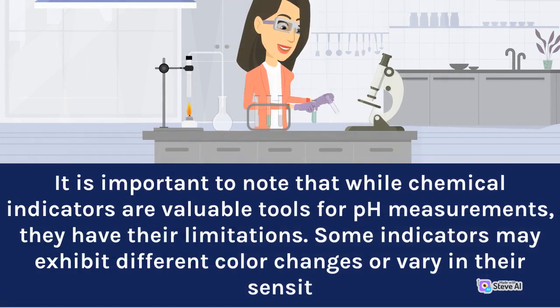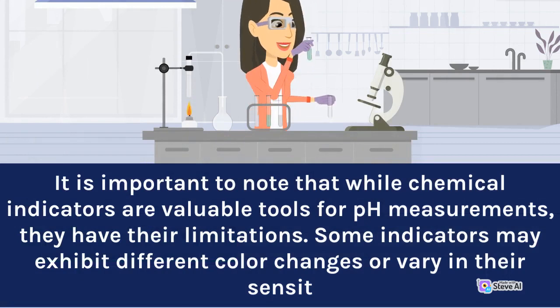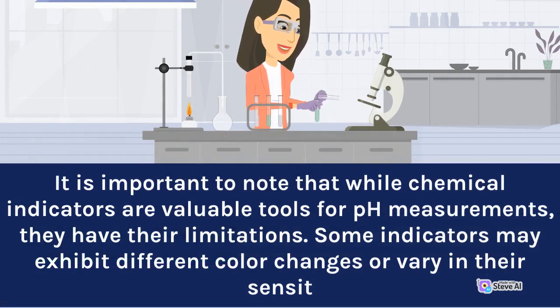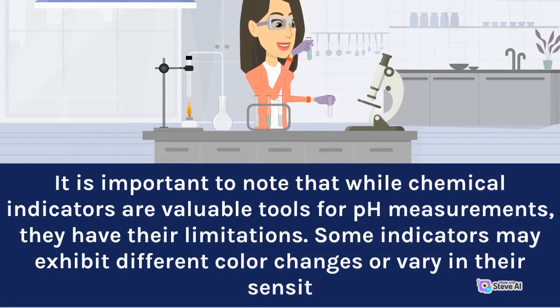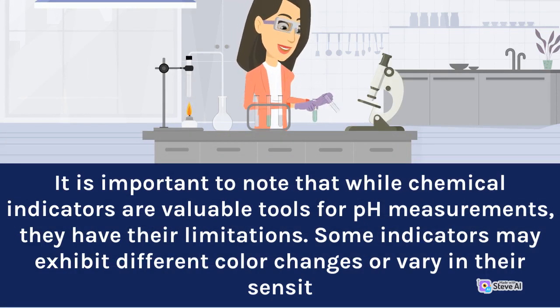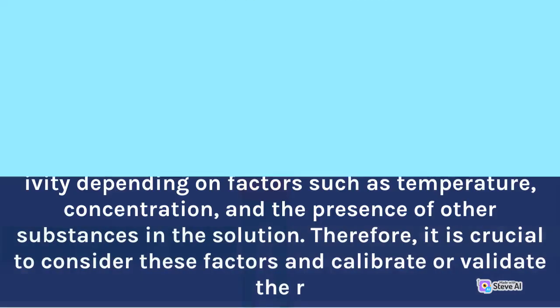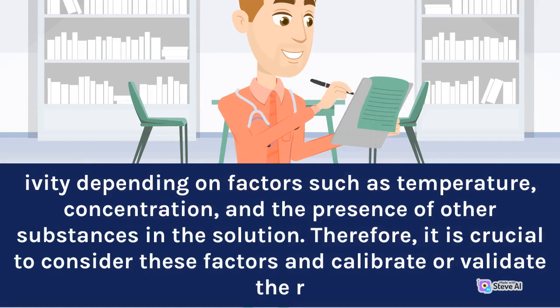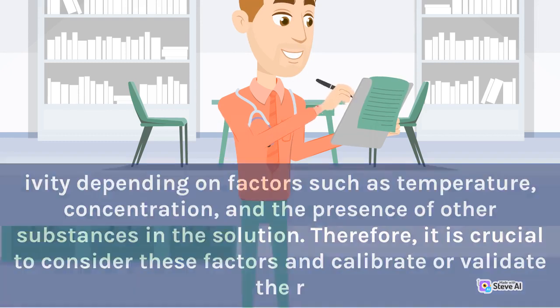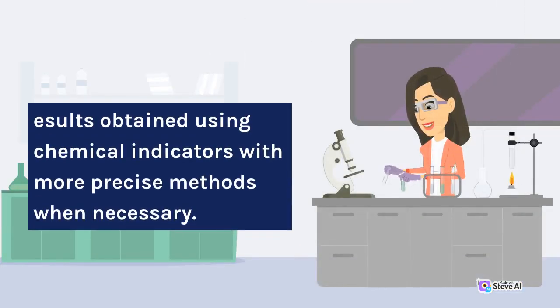It is important to note that while chemical indicators are valuable tools for pH measurements, they have their limitations. Some indicators may exhibit different color changes or vary in their sensitivity depending on factors such as temperature, concentration, and the presence of other substances in the solution. Therefore, it is crucial to consider these factors and calibrate or validate the results obtained using chemical indicators with more precise methods when necessary.